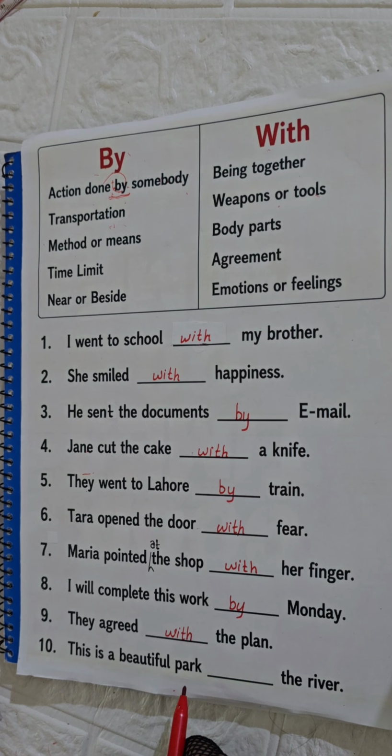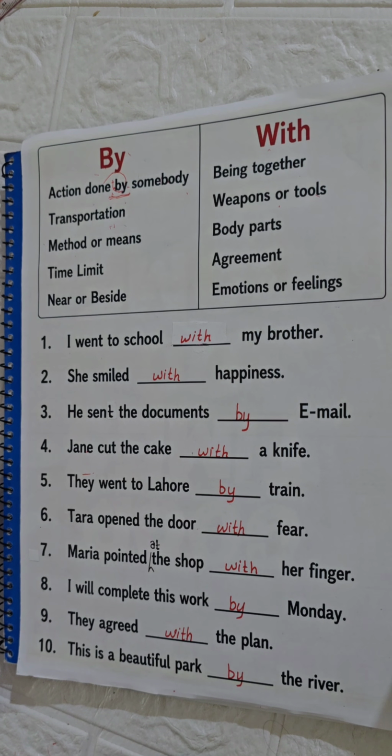Now number ten, this is a beautiful park, blank the river. In this sentence, you will use by or with to complete the sentence. This sentence shows a place near something, any person or thing. Keep in mind when something is near or beside another person or thing, we always use by. Therefore, we will write by in the sentence. Now, our correct sentence is this is a beautiful park by the river. I hope you understood the difference between by and with.